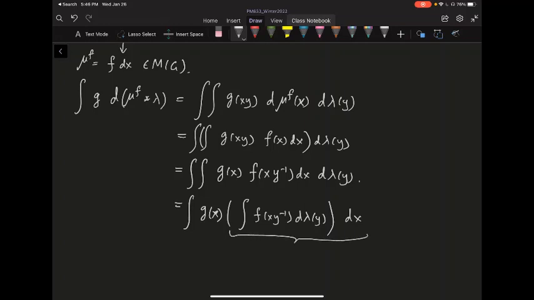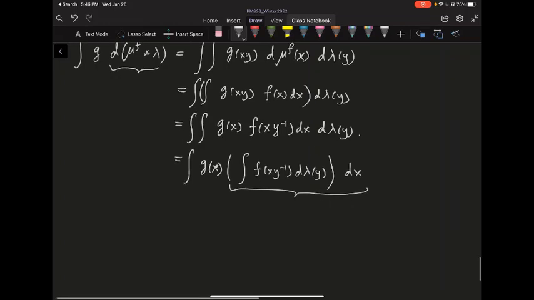Okay, so if you compare these two, by the representation, they have to be the same measure. So in other words, in particular, you may notice that this convolution of the measure mu_f with this lambda looks like a measure of some function dx. Okay, so let's give that function a name.